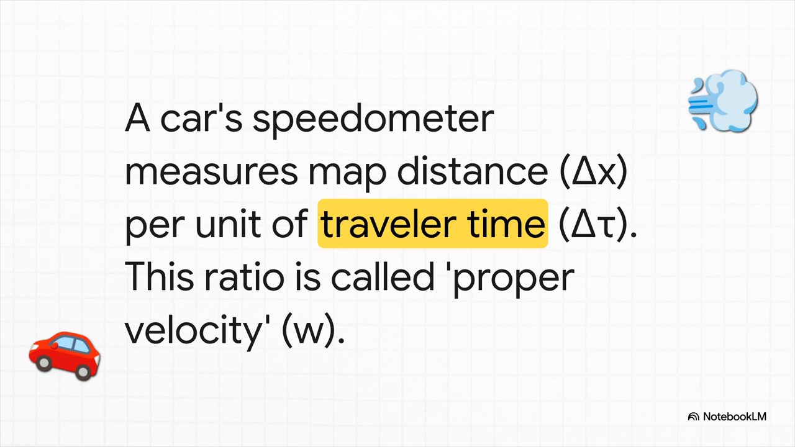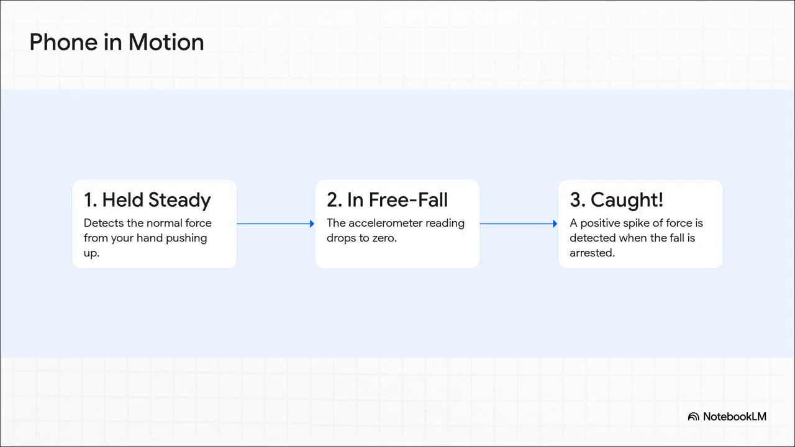This is called your proper velocity, and it's a measure of how fast your personal clock is aging relative to the distance you're covering. And the phone. Okay, so when you're just holding it, it feels the force of your hand pushing up. Makes sense. But the second you let go, it's in free fall. Gravity is pulling on every single atom of the phone in exactly the same way, so there's no internal stress, nothing to push or pull against. It feels nothing. Then, when it's caught, bam, a huge spike of force.